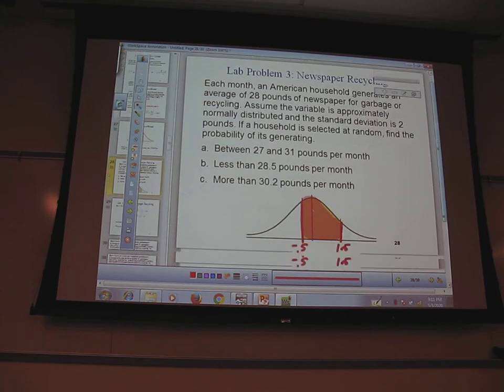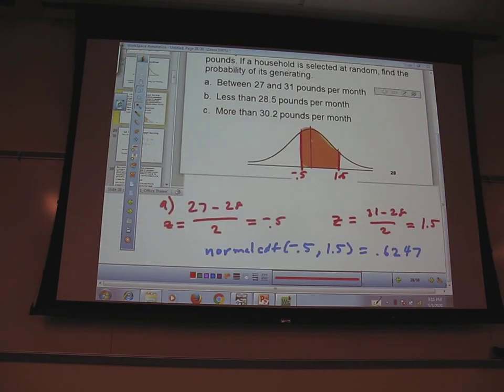Yep. Okay. Well, here it is again. Find the z-score for 27. Find the z-score for 31. The value minus the mean divided by the standard deviation. Put them in, normal CDF of those two, and there you go. Sorry, if you're at home, it's just a very, very short explanation.